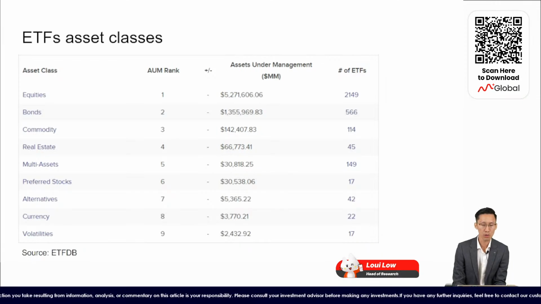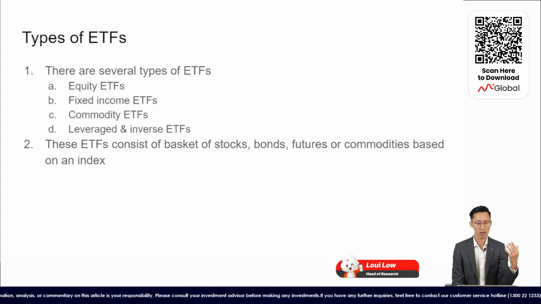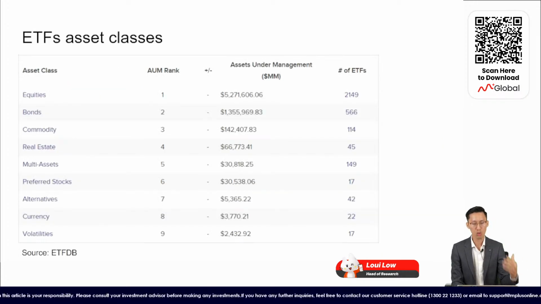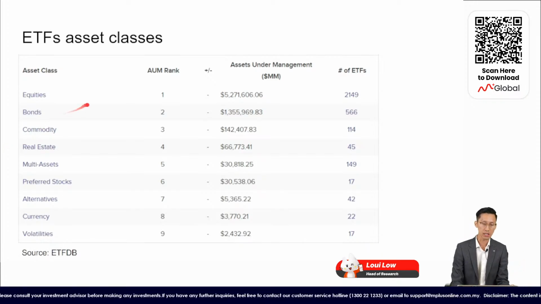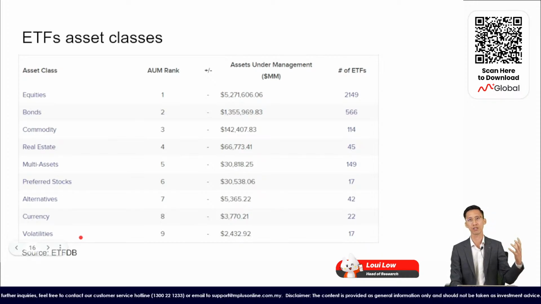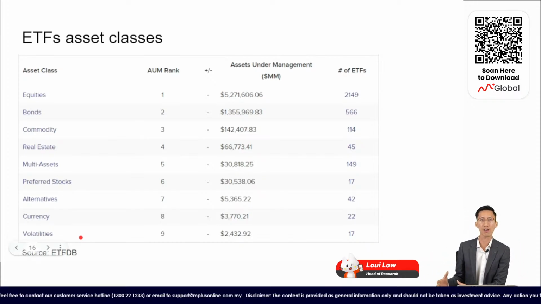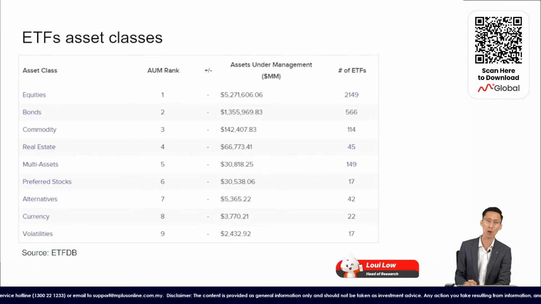Okay, just to bring you to some asset classes here, other than just equity, fixed income, commodity, leverage, and inverse. In the market there are many other products. Based on AUM ranking, the most popular ones would be equities, bonds, and commodity. And for real estate, multi-asset, preferred stocks, alternatives, currency, and also volatilities, these are some of the other alternatives under the ETF asset classes. They are not so popular, but sometimes they can also provide you some opportunities.